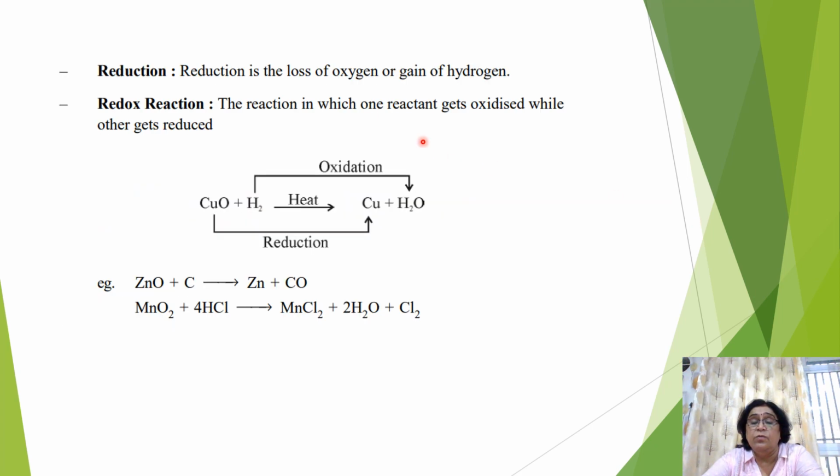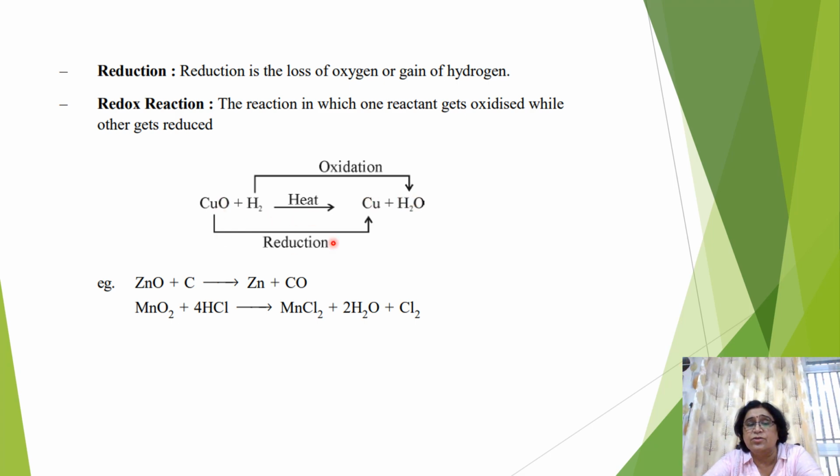Then reduction. What is reduction? The loss of oxygen or gain of hydrogen is called reduction. The reaction in which there is loss of oxygen or gain of hydrogen is called reduction reaction. And what is redox reaction? Redox reaction is a reaction in which oxidation and reduction both happen simultaneously. For example, here copper oxide plus hydrogen gives you copper plus H2O. So copper oxide is changing to copper. That means there is a removal of oxygen. So this is a reduction reaction. H2 is changing to H2O. That means there is addition of oxygen. So it is an oxidation reaction.